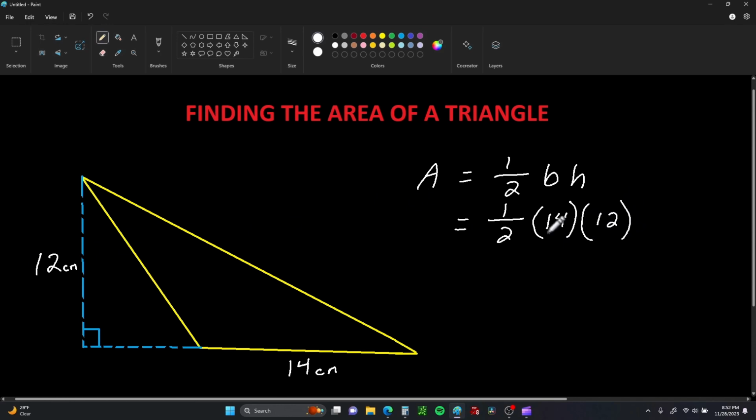And then I want to take half of one of these numbers. They're both even, so I can take half of 14, and that's a 7. I want to get rid of the biggest number. And then 7 times 12 is 84. And then our units is centimeters, so I have centimeters squared, and I bring down the A.